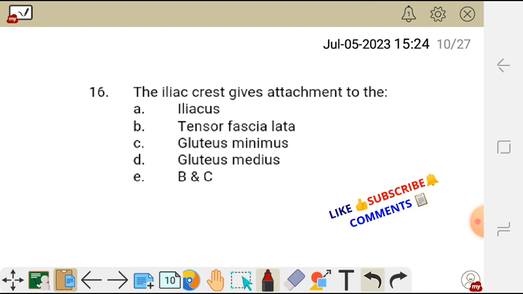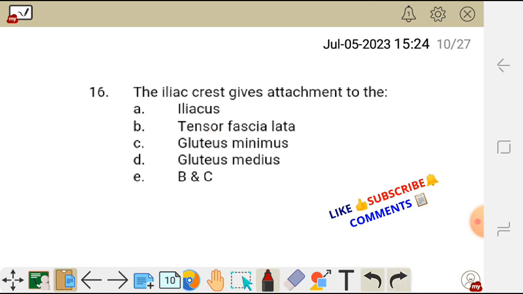Question 16. The iliac crest gives attachment to the: A. iliacus, B. tensor fascia lata, C. gluteus minimus, D. gluteus medius, E. B and C. So the iliac crest gives attachment to the tensor fascia lata.